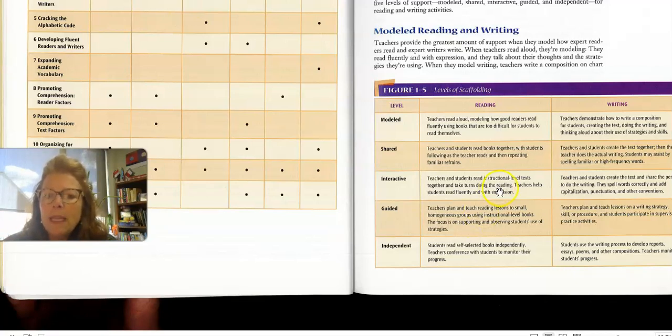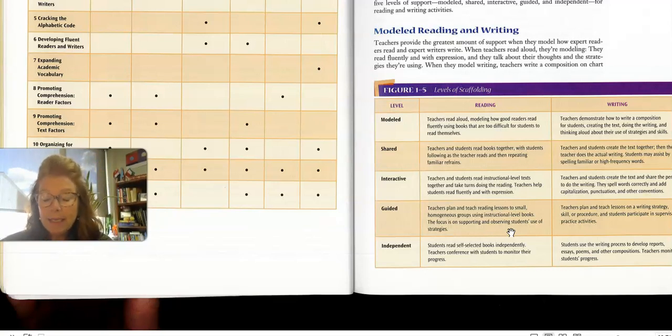Interactive is when students are taking turns to do the reading. The teachers help the students. That's interactive. Guided is where teachers plan a small lesson. They're in the group. They all have the same book. The students are reading the book by themselves and the teacher is listening and watching, but the students are really figuring it out and reading it by themselves. That's guided.